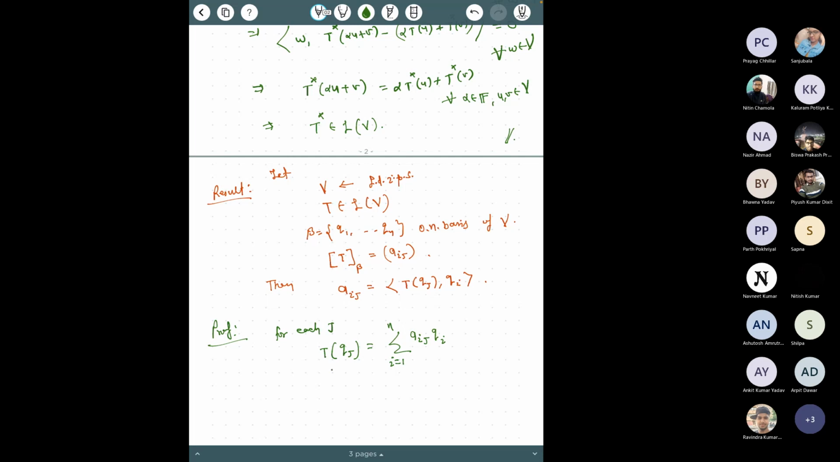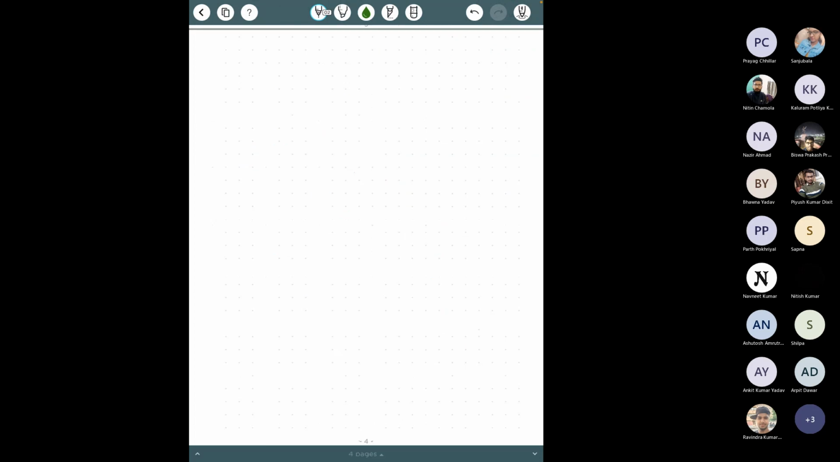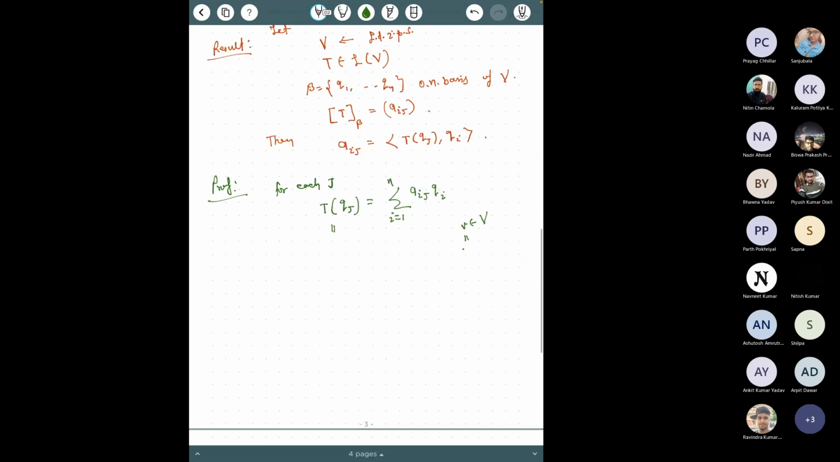And therefore we know that T of Qj we can also write, you remember, if we have a vector v in V and an orthonormal basis, then this vector v can be written as the summation of inner product of v with Qi, times Qi. Here I will just apply this for T of Qj, because this is also a vector in V. So this is just the summation of the inner product of T of Qj with Qi, times Qi, where i is running from 1 to n. But if this is the case, can I say that this implies Aij is equal to the inner product of T of Qj with Qi, for all i, j?